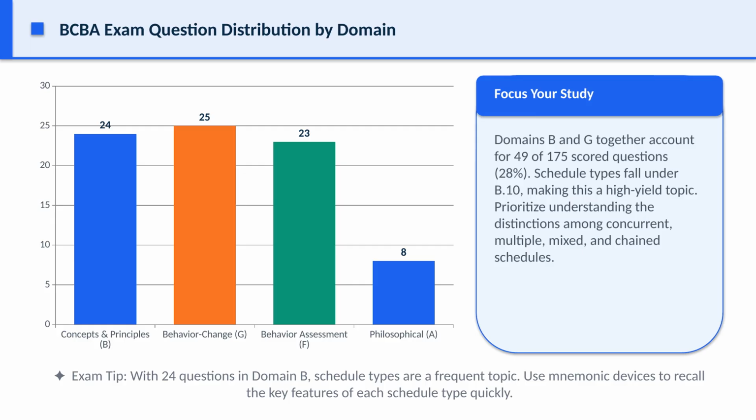Understanding this distribution is critical for your study strategy. It tells you where to invest your time and effort most efficiently. If a domain has a high percentage of questions, you need deep mastery. If it's smaller, you can prioritize fluency without overstudying.